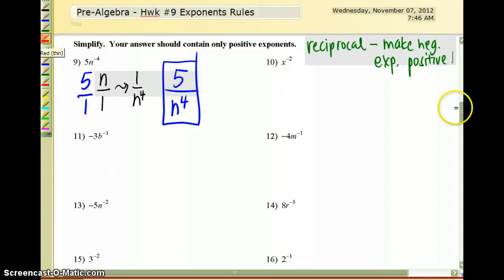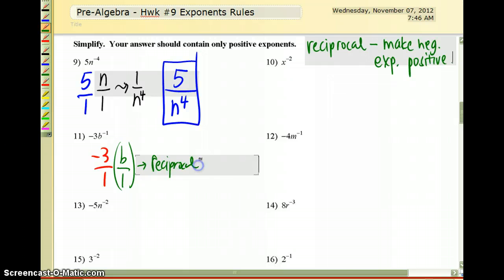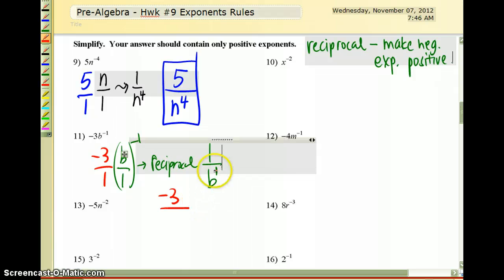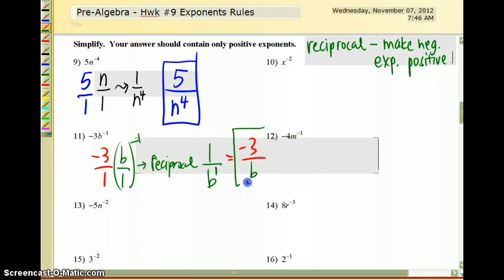On number 11, I'm just going to do the odds on this side of the page. Number 11, I have negative 3 over 1. And then I have b to the negative 1, which means I'm going to take the b, which is b over 1, find the reciprocal, and make it 1 over b, and the negative 1 will now be positive 1 where the b is. In my final answer, I want to combine the negative 3 over 1 with the b over 1. So it's actually negative 3 over b as my final answer.